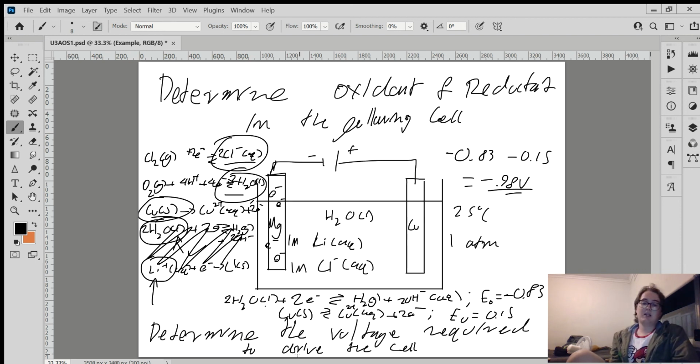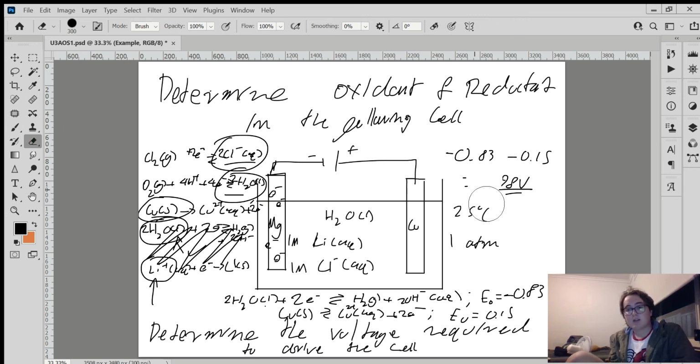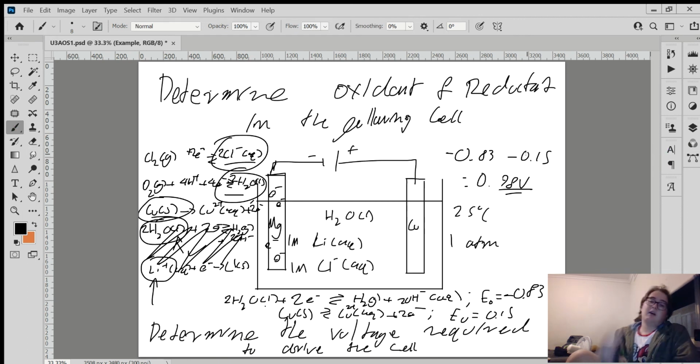But it asks us to determine the voltage required to drive the cell. Well, you can't drive a cell with negative voltage, so it's positive 0.98 volts. It's important to note here, even though we have an electrolyte, none of the electrolyte reacted.